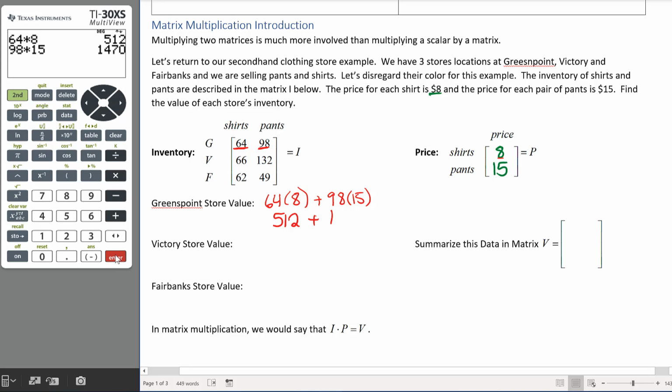1470. And when I add those two together, that gets me 1982. So I'm going to go ahead and summarize that data here in the matrix V for value, and that's going to get me 1982.